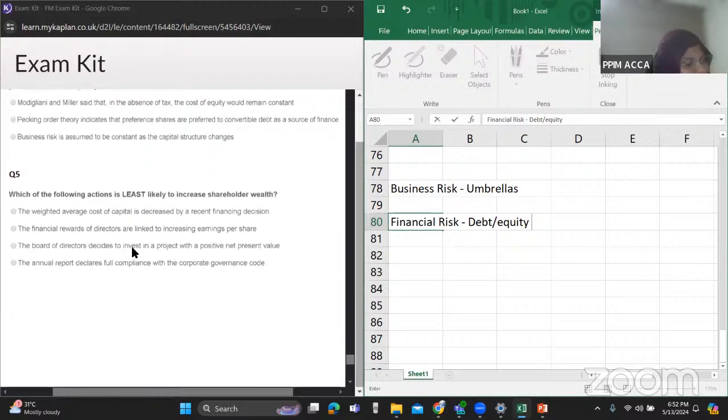Question 5 is saying, which of the following actions is least likely to increase shareholder wealth? What do you think?